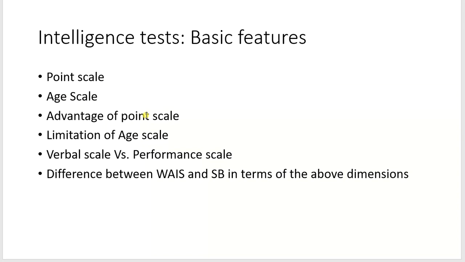And the last point that you are seeing, I have already differentiated that before Stanford Binet 4th edition, the Stanford Binet scales were in age scale format, whereas the Wechsler intelligence scale is right from the beginning in point scale format, and therefore it had some advantage over the older Stanford Binet scale.